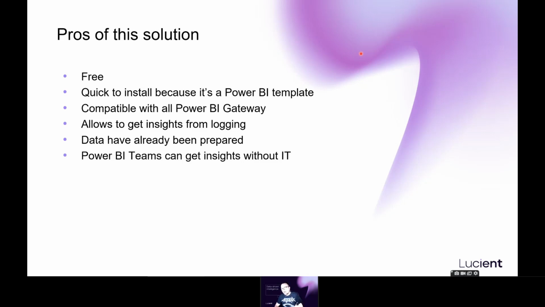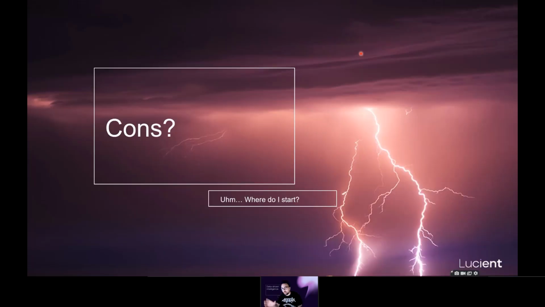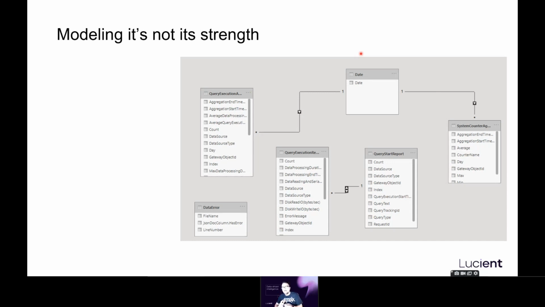Okay, so we have some pros on this solution, but we have a lot of cons, in my opinion. First of all, modeling is not okay at all. You have no dimensions, you have facts completely unrelated, so it's difficult to get facts related and get some correlated insights also.